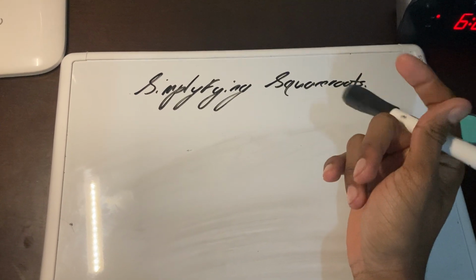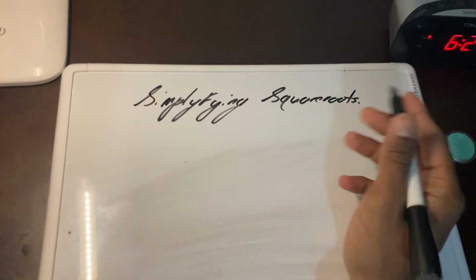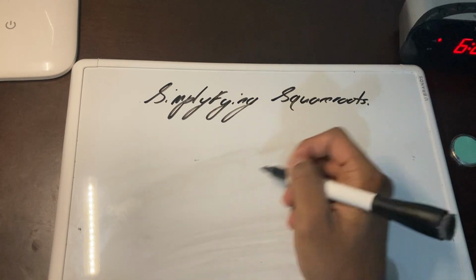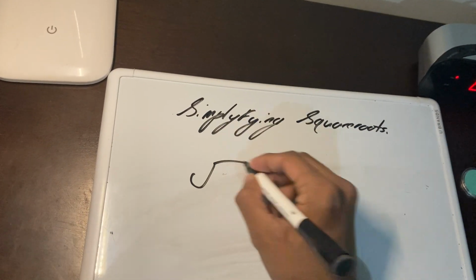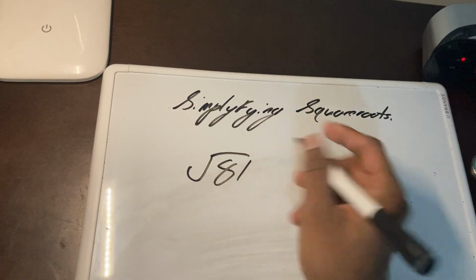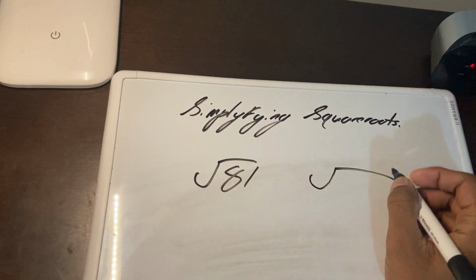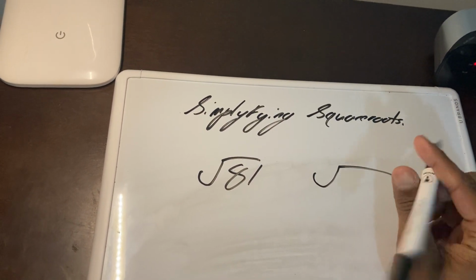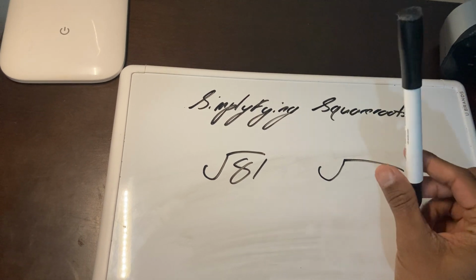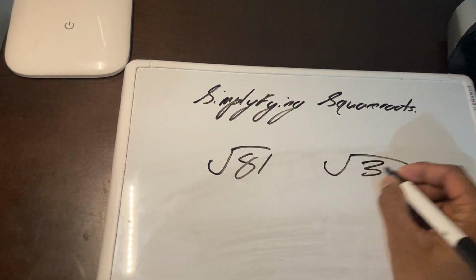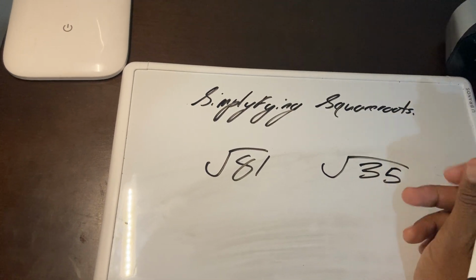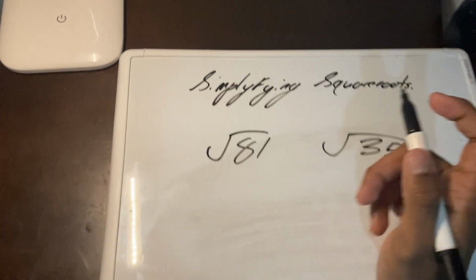This is part 2 of simplifying square roots, because I think the last video I didn't cover enough material. So this time around I'll give you 2 more examples. We'll try the square root of 81 and the square root of, let me think of a good, decent number. How about 35? Yeah, 35 seems good.